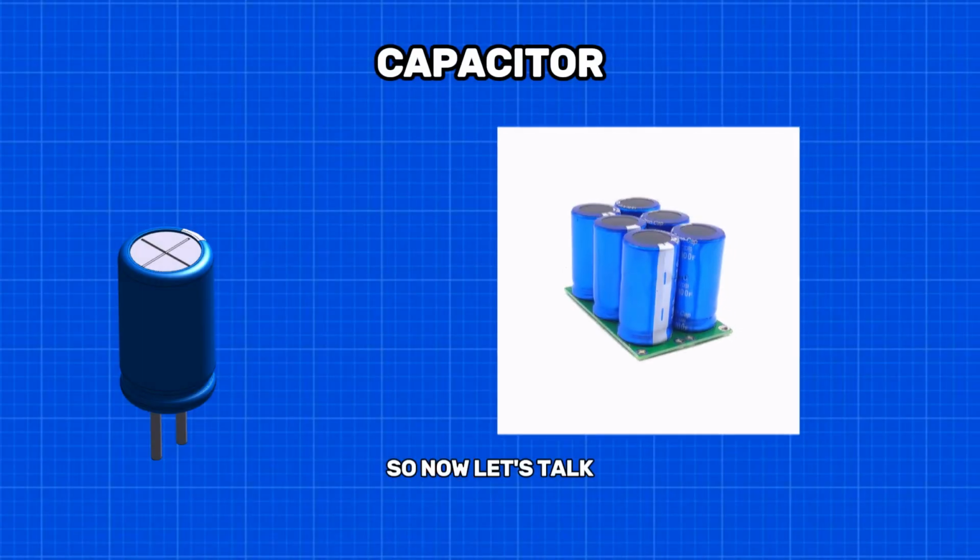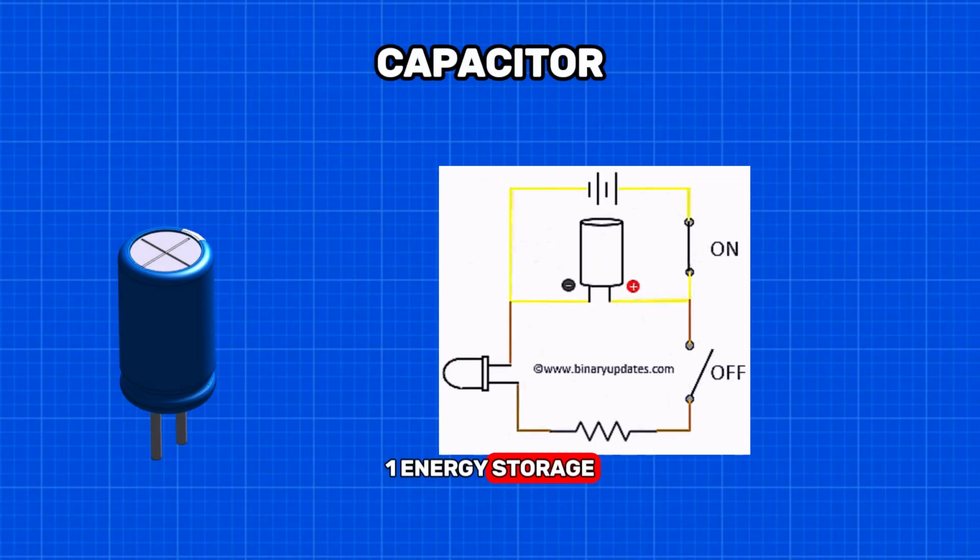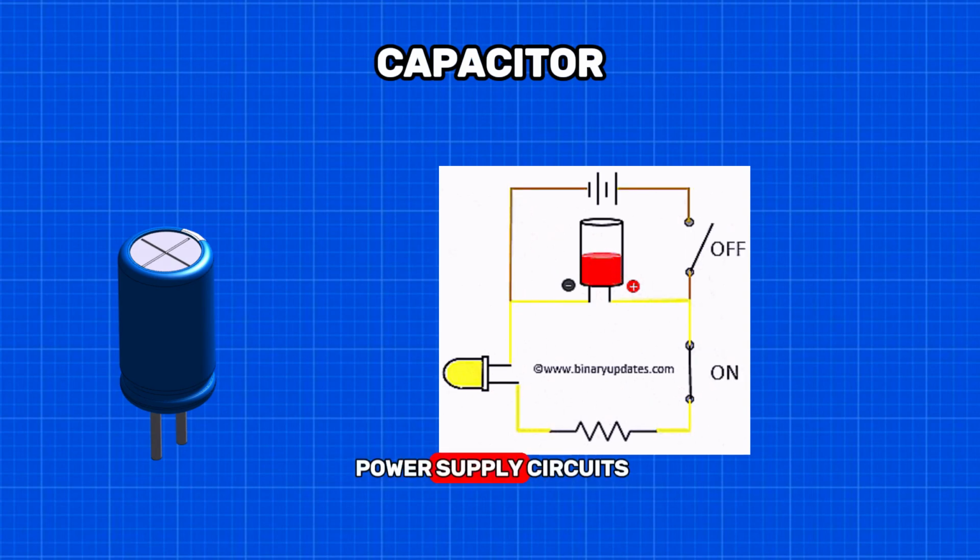So now, let's talk about the applications of capacitors. Capacitors are versatile components. They have many uses. We will discuss only the 5 most useful ones. 1. Energy storage. Capacitors store energy and release it when needed. They are useful in power supply circuits, flash photography, and pulse lasers.